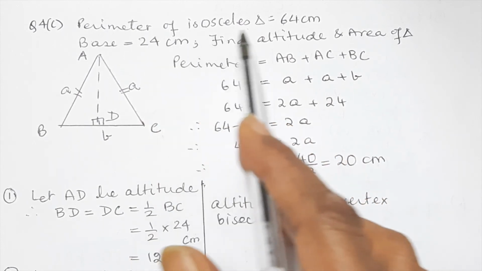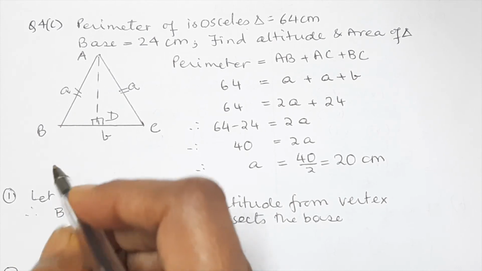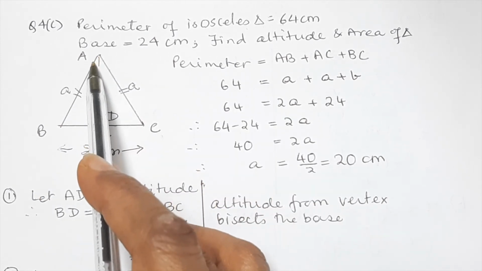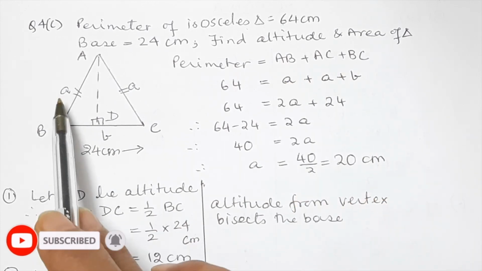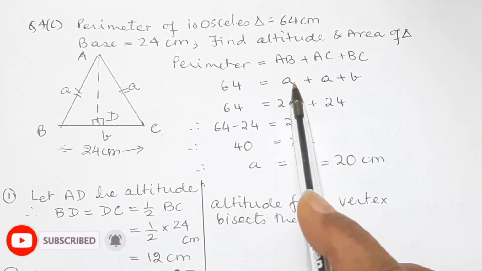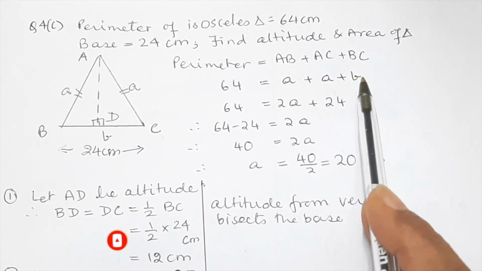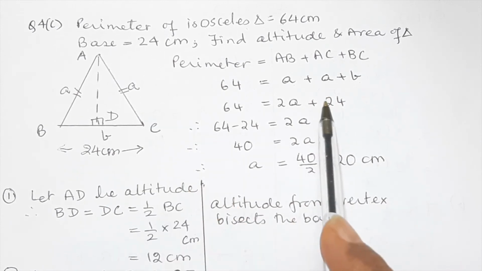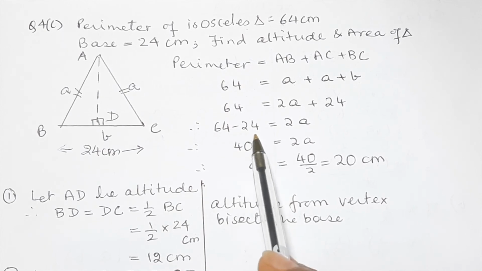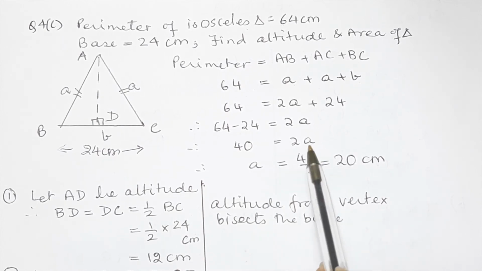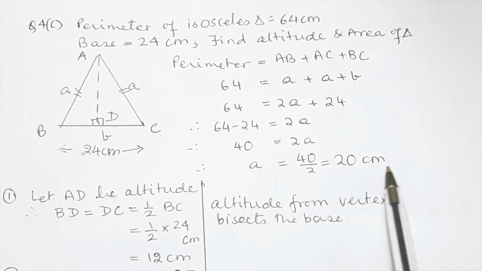Now we are given that the perimeter is 64 centimeter and the base is 24 centimeter. Perimeter is going to be AB plus AC plus BC. So in terms of a and b, it will be a plus a plus b, correct? So 64 is equal to 2a plus base is given as 24. So we connect what is known with what is unknown, and so 64 minus 24 is equal to 2a. 2a turns out to be 40. a turns out to be 40 upon 2, that is 20 centimeter.